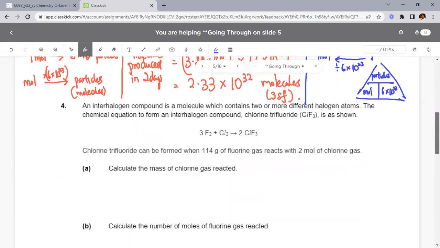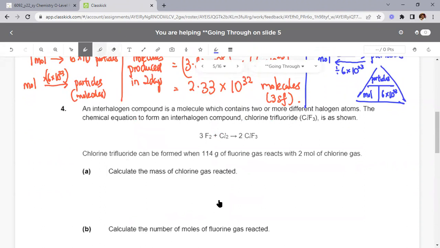Let's look at the next one. I need you to just get over the reading part, although it may sound very cheap, but it's actually not too difficult to understand. Just try to make sense of it. Question 4 says an interhalogen compound is a molecule which contains 2 or more different halogen atoms. The chemical equation to form an interhalogen compound, chlorine trifluoride, is as shown. So the question is, why is this an interhalogen compound?